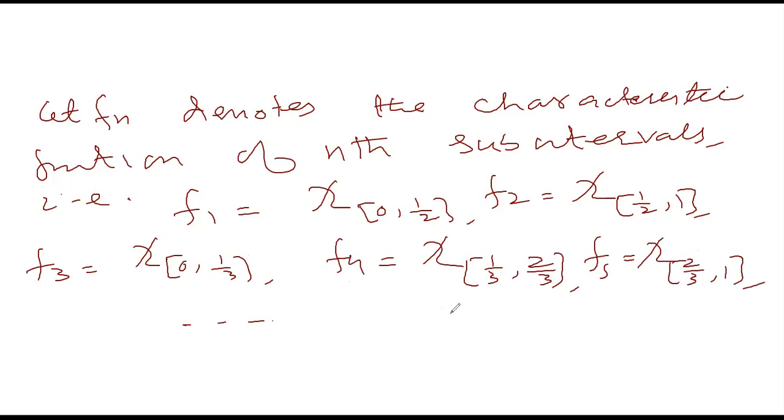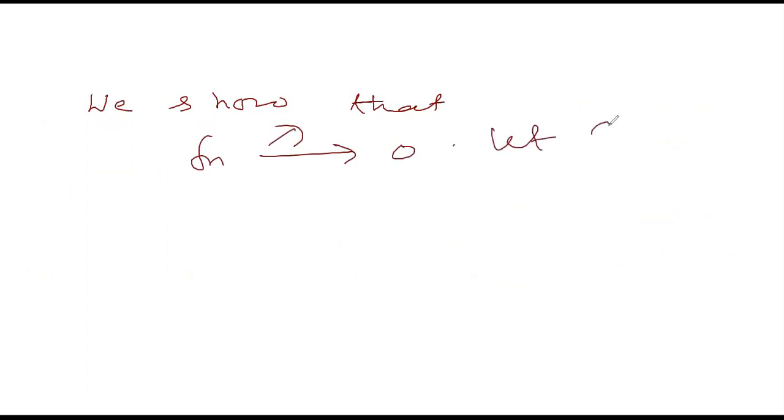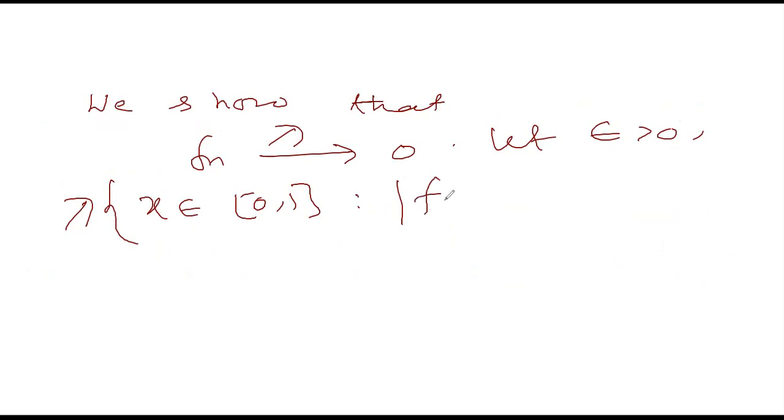Then we'll see that this converges to 0 in measure. Now we show that this fn converges to 0 in Lebesgue measure lambda. So let epsilon be any positive number. Now we want to calculate the Lebesgue measure of this set: x belongs to the interval 0, 1, where the modulus of fn(x) minus 0 is greater than or equal to epsilon. I want to see the Lebesgue measure of this set.